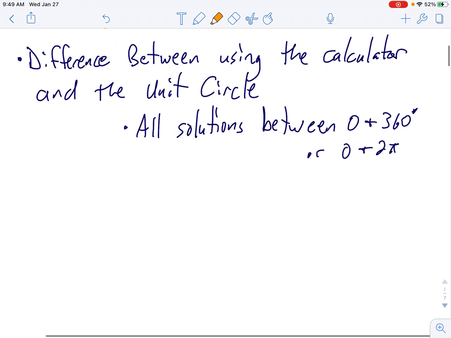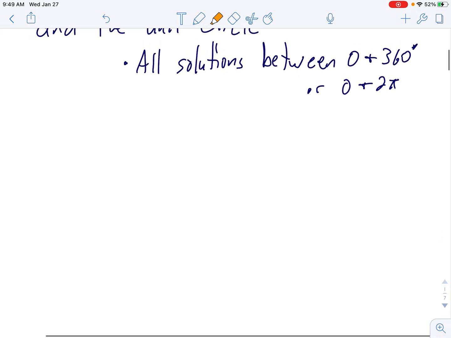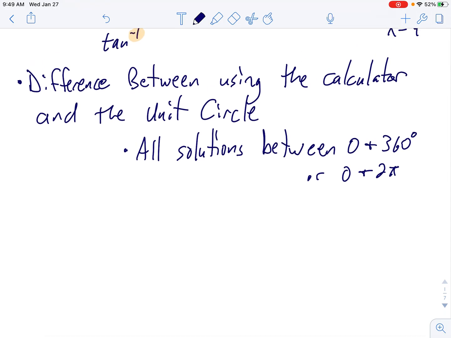As we do these, I'm going to be illustrating the difference between using a calculator and the unit circle to solve these. And we'll find that the unit circle is best for our application. And we're going to be finding solutions between 0 and 360 or solutions between 0 and 2 pi. Just depends on if you're doing radians or degrees. So some of the problems will be in degrees, others will be in radians.